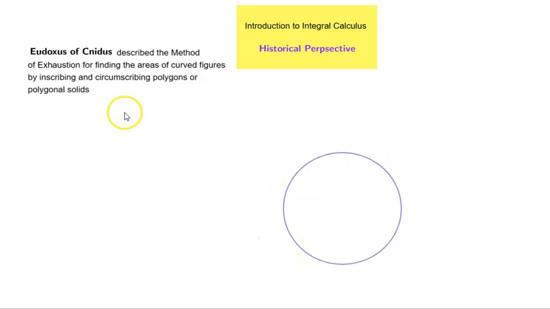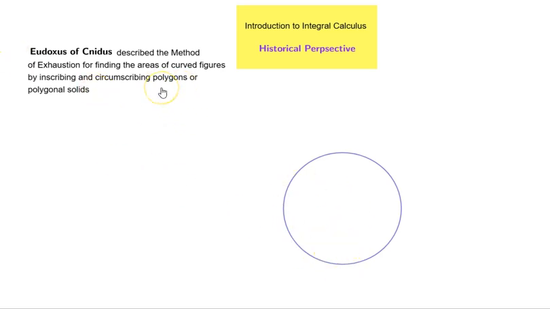Let us look at integral calculus, a historical perspective. One of the problems that mathematicians of those times addressed was finding the area of a circle. Eudoxus, around 400 BC, described the method of exhaustion for finding the areas of curved figures by inscribing and circumscribing polygons or polygonal solids, depending on whether it is a sphere, polygonal solid.